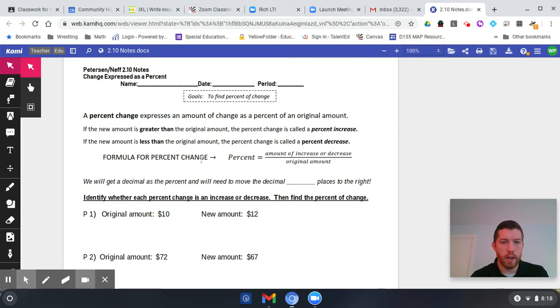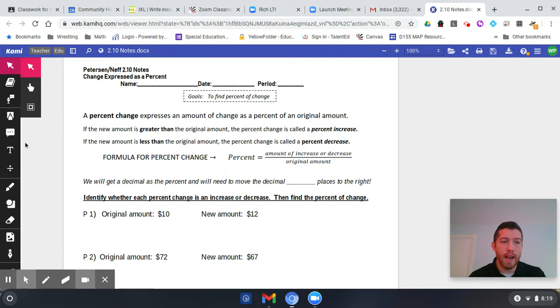So we have the formula right here. This is what you guys are going to be following. The formula for percent change: in order to find our percent answer, it's going to equal the amount of increase or decrease. We have to actually find the amount of the increase or decrease, and we're going to divide that by the original amount, the original cost.